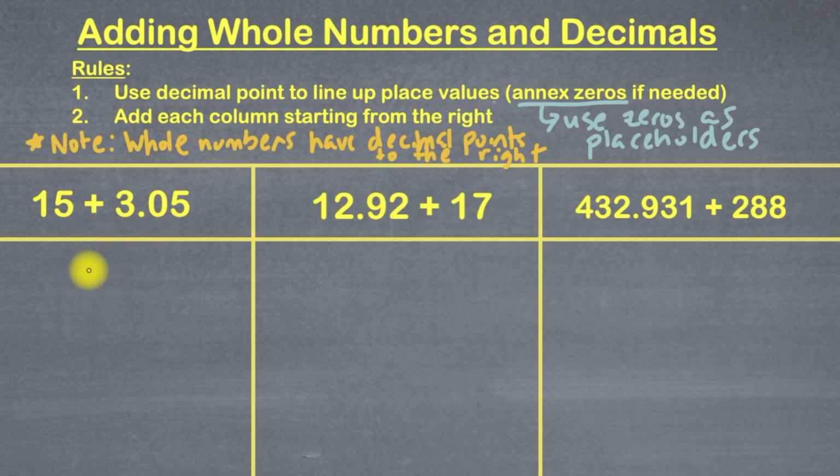So let's write the number 15. And remember, we have a decimal point located to the right of it. So there's a decimal point right here. Then underneath that, we'll put 3.05, making sure that we line up the decimal point. So here we'll have our decimal point. To the left of that decimal point is 3. And then we have 0.05 here to the right.